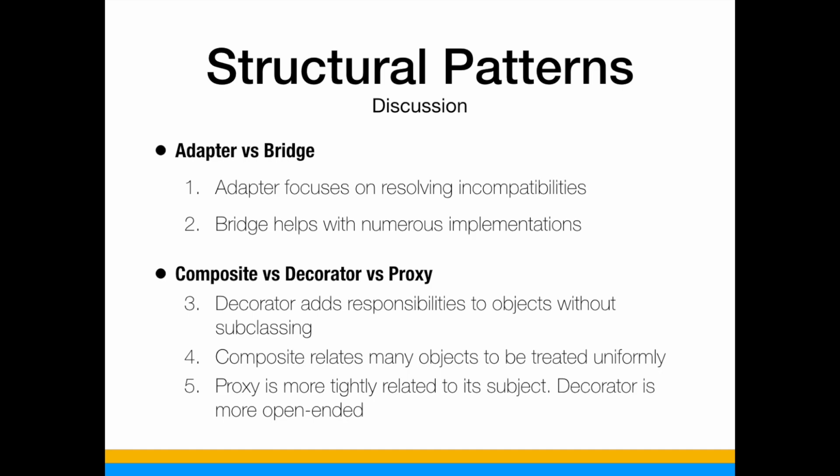The composite versus decorator versus proxy, all those three are kind of similar, but I just want to highlight some differences. The decorator just adds extra responsibilities without adding any subclassing. So you can attach certain responsibilities without having to create a child object and override it, with all the cons that subclassing sometimes has. Composite tries to aggregate things to be treated uniformly.